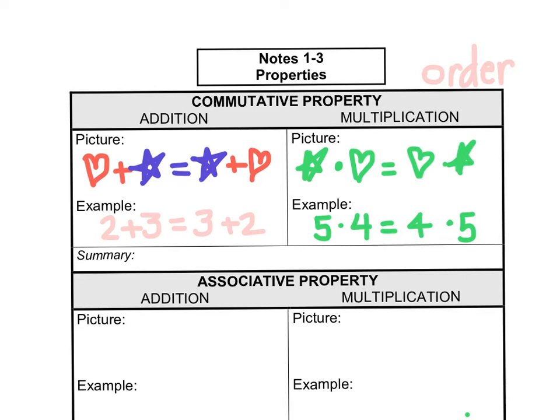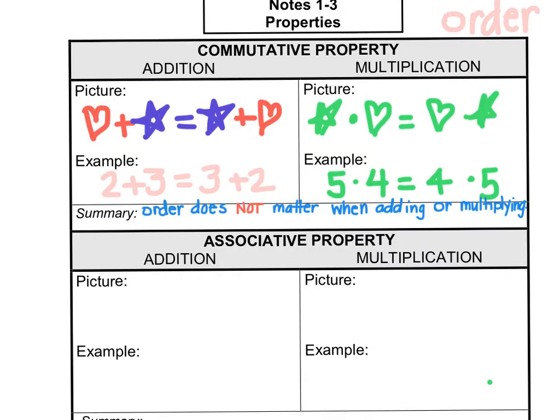So let's do a summarization of the commutative property. In the commutative property, order does not matter when adding or multiplying. The commutative property shows that you can change the order of the expressions and they are still equal.